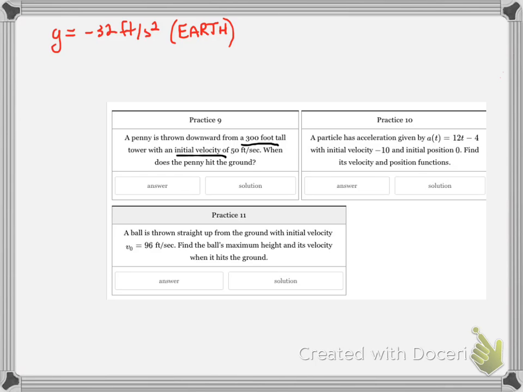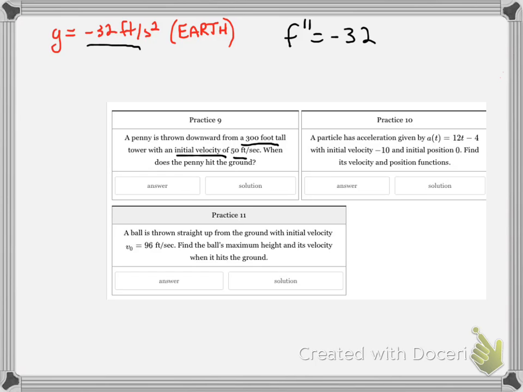So on Earth, gravity is always the same. It's negative 32 feet per second squared, which is acceleration due to gravity. So we know our acceleration. In other words, we know that the second derivative is negative 32. What other information do we get from here? Well, we have an initial velocity of 50.